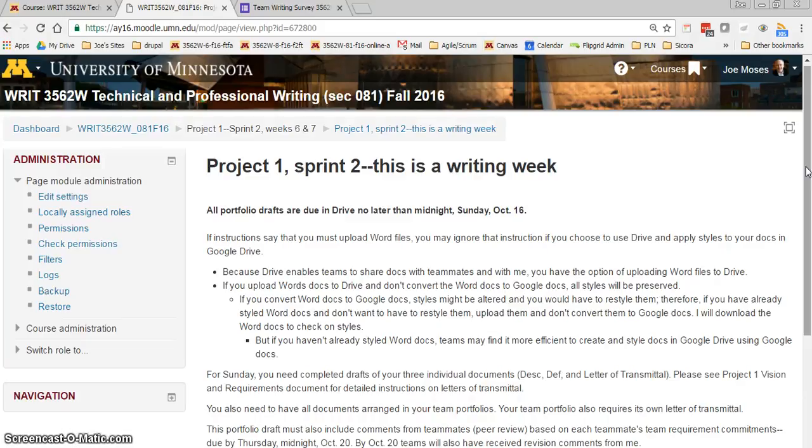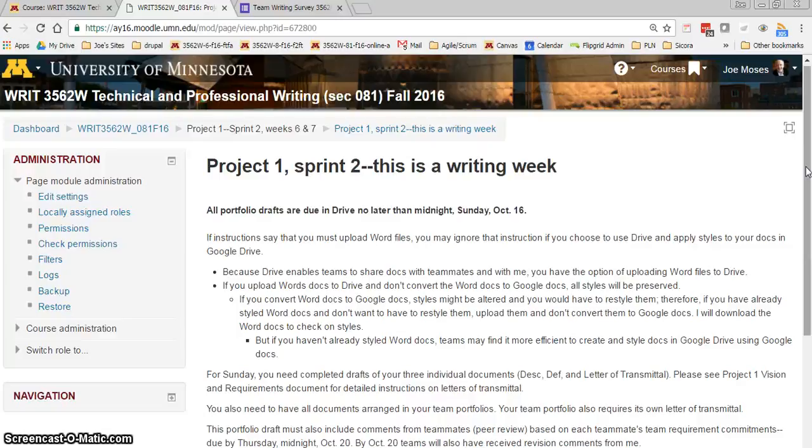In early drafts of the instructions, I believe I required Word files, but we've discovered that working in Drive has a lot of advantages as far as sharing documents goes. So if you want to work totally in Drive to keep your work visible and to avoid having to duplicate work, that's fine with me. So you would upload Word files, for example, to Drive, and you can either convert them to Google Docs or keep them as Word files.